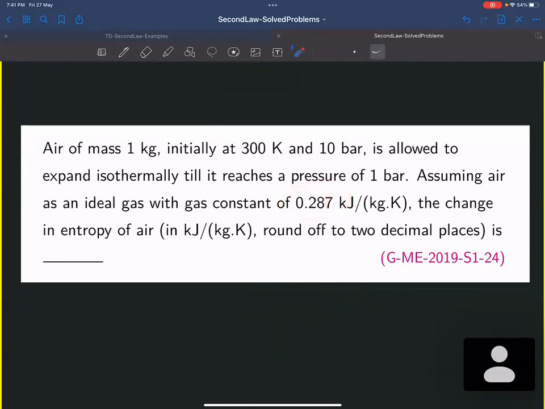Okay, let us read the problem again. Air of mass 1 kg initially at 300 Kelvin and 10 bar is allowed to expand isothermally till it reaches a pressure of 1 bar. Assuming air to be an ideal gas with a gas constant of 0.287, find the change in entropy. That is, we are asked to find the entropy change for isothermal expansion of air. So let us write this problem as delta S for isothermal expansion.